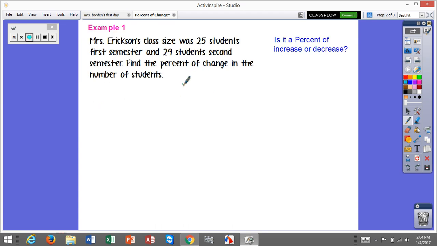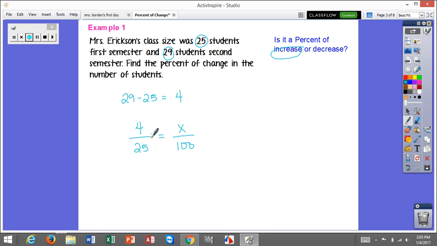Example number 1, Miss Erickson's class size was 25 students first semester and 29 students second semester. Find the percent of change in the number of students. First, ask yourself, is this a percent of increase or decrease? Did the number go up or did the number go down? She started at 25. It's now 29, so that would make this a percent of increase. The difference between 29 students and 25 students is 4 students. So 4 over the original, which was 25 she started with, is equal to x over 100.